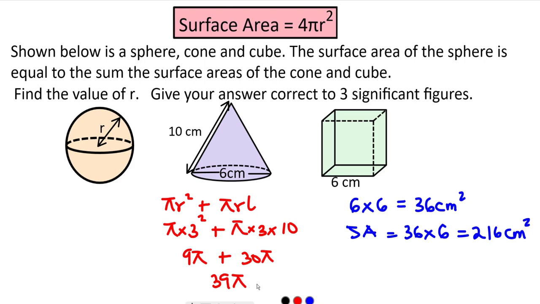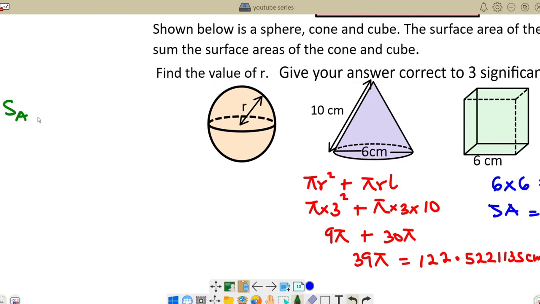Of course, you want the numerical value, so you punch pi into your calculator times 39, and you will get something like 122.5221135, in centimeters squared. I'm writing down all the units in the display. All right. Now we know the surface area of the sphere is equal to the surface area of the cone plus that of the cube.